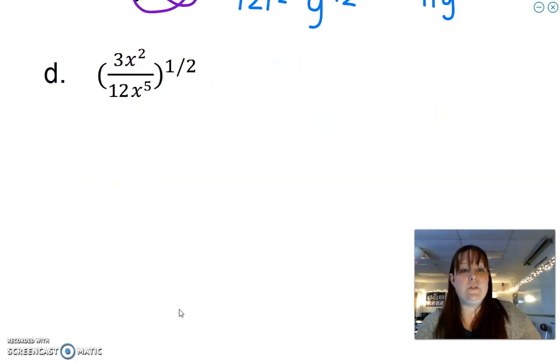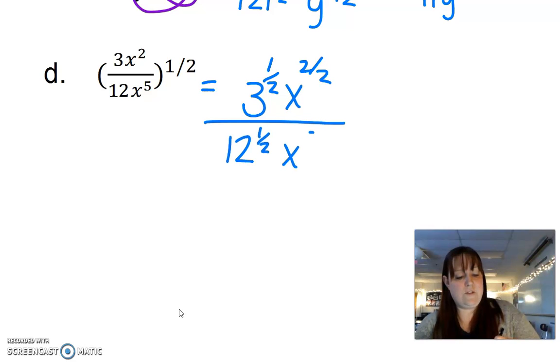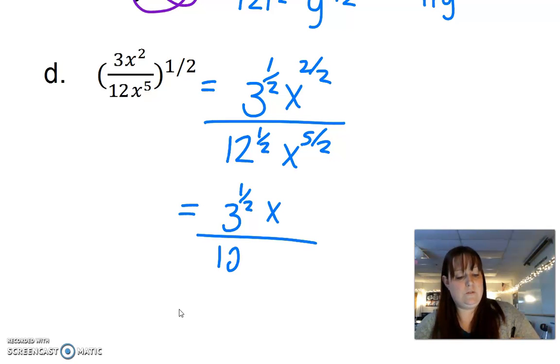All right, now this one again, we apply everything. So this equals 3 to the 1/2, x to the 2/2 over 12 to the 1/2, x to the 5/2. So we have 3 to the 1/2 because that doesn't simplify, and then x because 2 over 2 is 1, and then 12 to the 1/2, x to the 5/2.